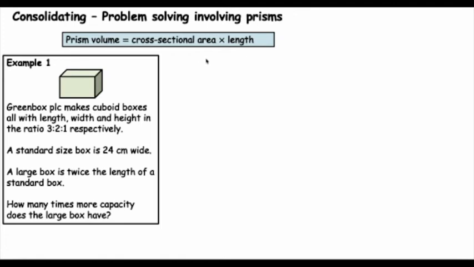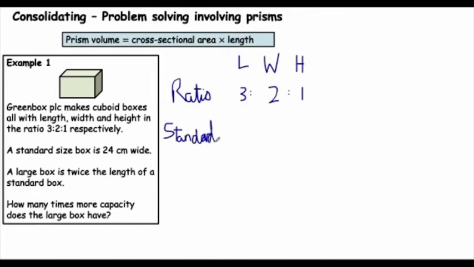To answer this question, we need to know that the ratio of the length to the width to the height is in the ratio 3 to 2 to 1. That's the ratio. The standard box is, we know only that the width is 24.